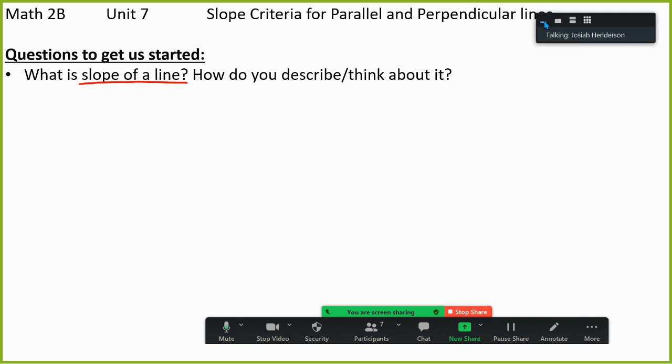And I couldn't agree more. It's basically how steep the line is. So I'm going to put that in as our answer to this. You guys already said that. That's kind of generic, how steep the line is. That's how I think about it. And then someone said exactly how many units up and over. So let's put that in as well for slope.